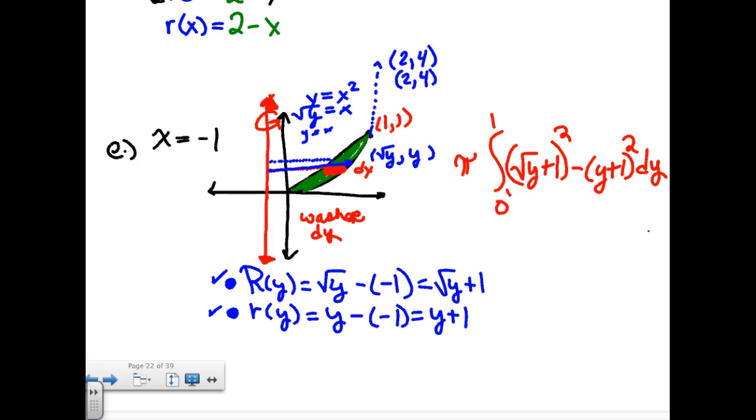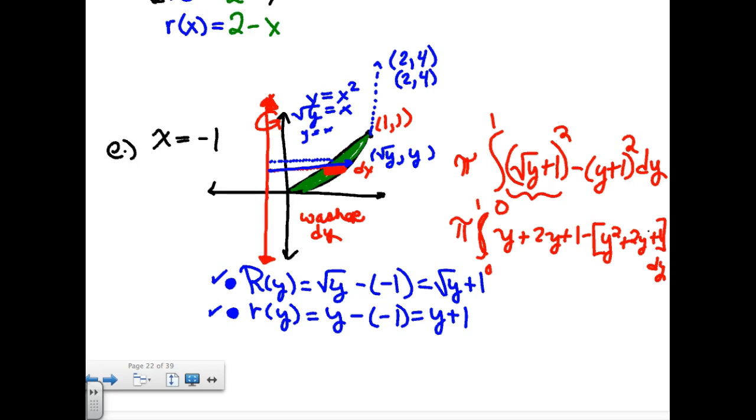Then again, I'd FOIL this. So I'm going to get pi times root y squared, which is just y. Then I'm going to get outer root y plus inner root y, which will be 2 root y, plus 1, minus brackets, FOIL the next one, y squared plus 2y plus 1. The rest would be integration and arithmetic with the limits, so I'm not going to complete that part either.